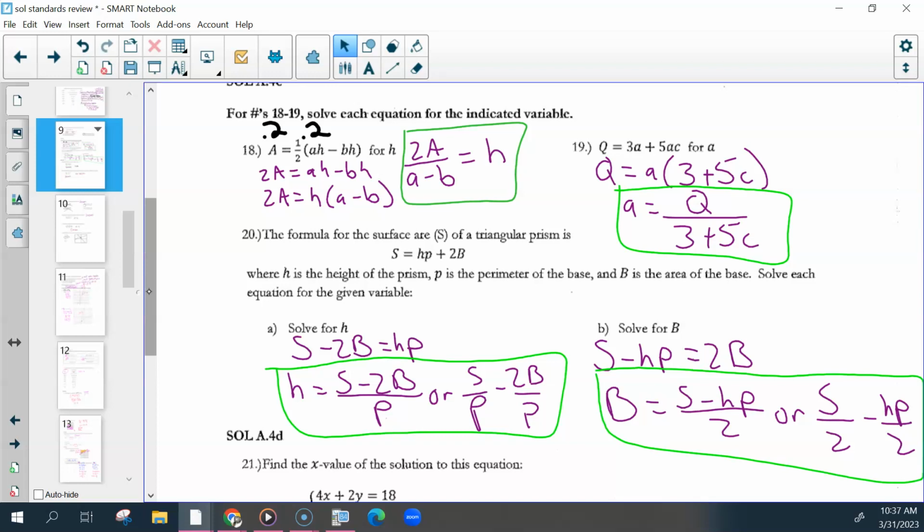19 was similar. You needed to solve for a. There was an a in both, so pull the a out of both. 3 plus 5c was left, and divide both sides by 3 plus 5c. Questions on either of those?